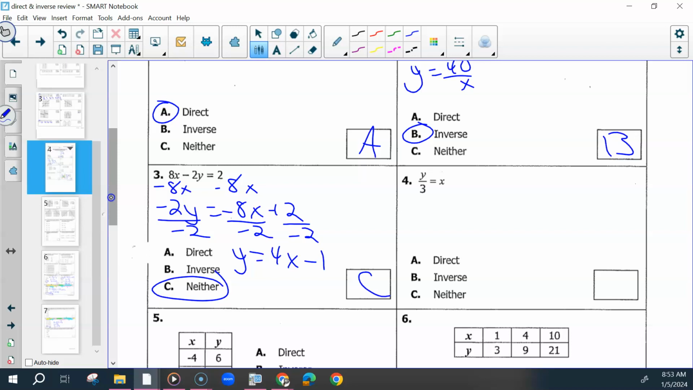So if you see a problem like that, you don't have to do the work if you know it's neither, but you can to double check yourself. But if you get a problem like this where this value is 0, that is direct. Other questions?